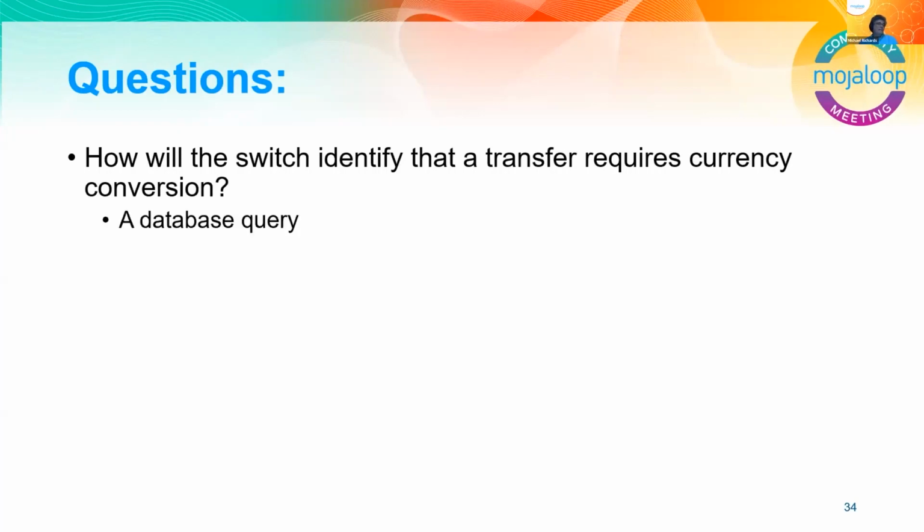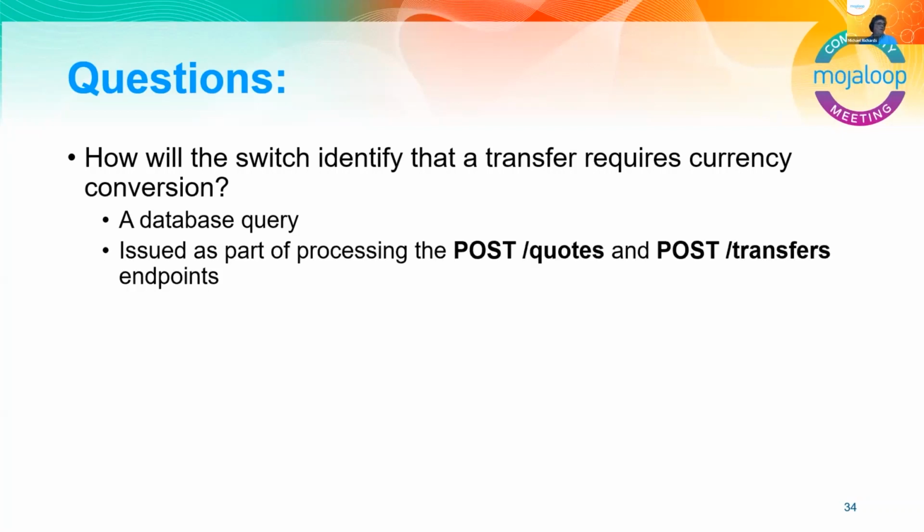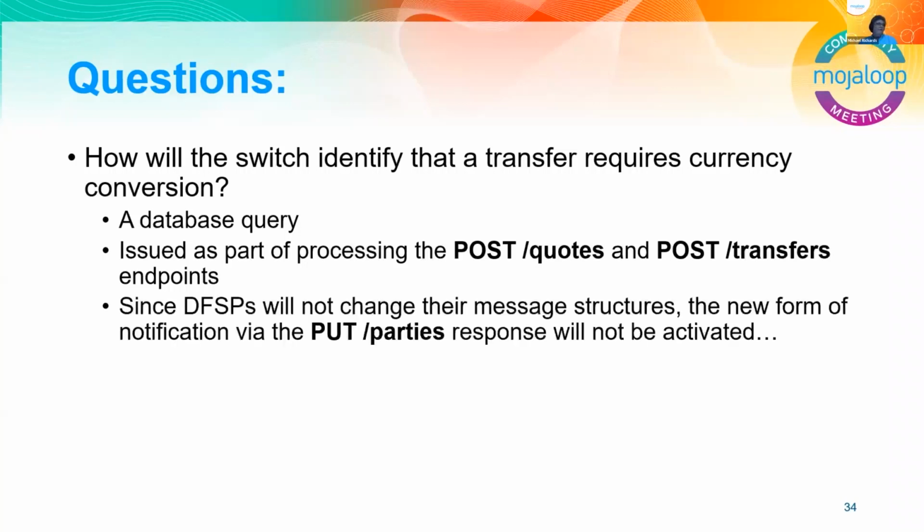Well, it's simple enough. There's a database query. There isn't at the moment, but there easily could be a database query, which was just issued as part of processing the post quotes and post transfers endpoints to say, is this transfer denominated in a currency which the switch registers as being one in which the payee DFSP can receive? Now, that information is already in the database, so it can be retrieved relatively readily. And since the DFSPs will not change their message structures, the new form of notification won't be activated. But if it is, the switch will prefer to do that.